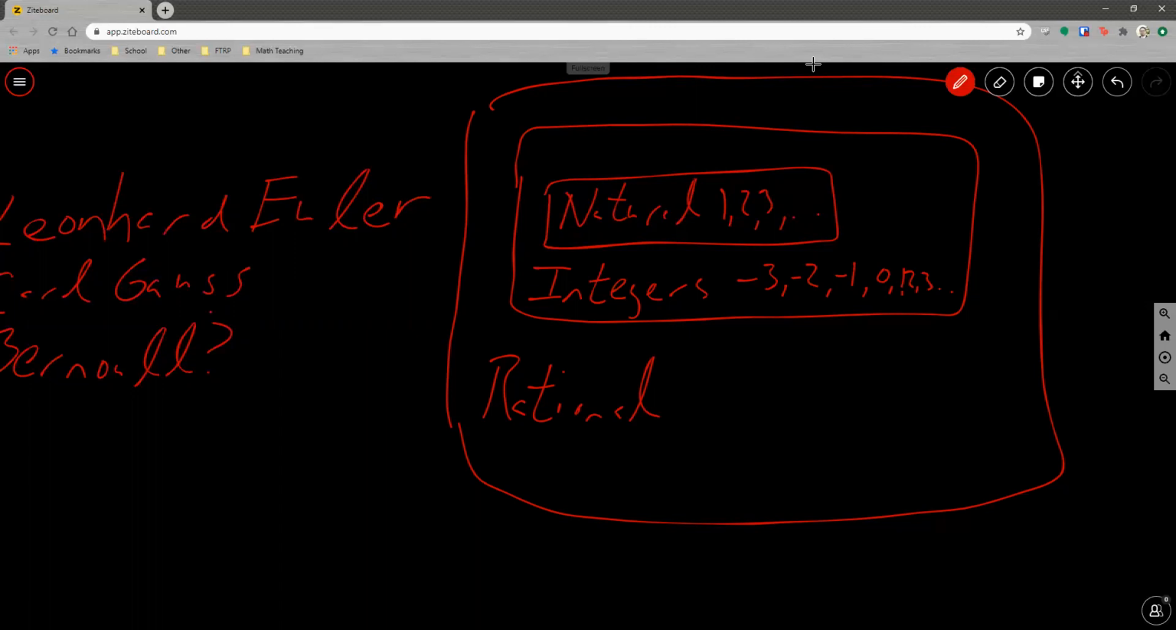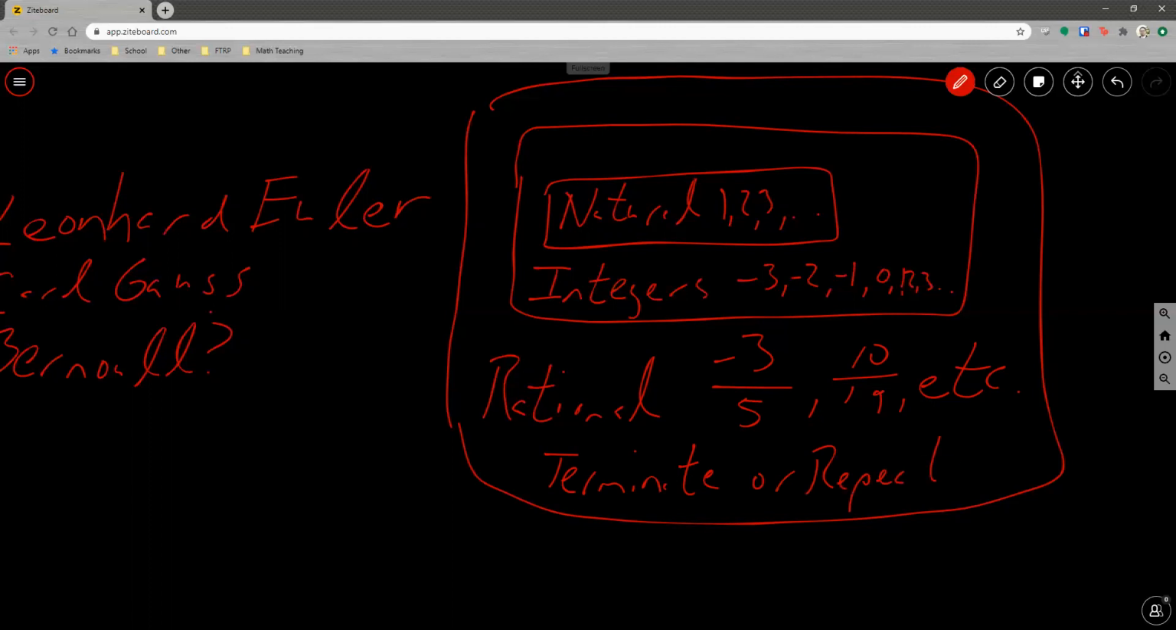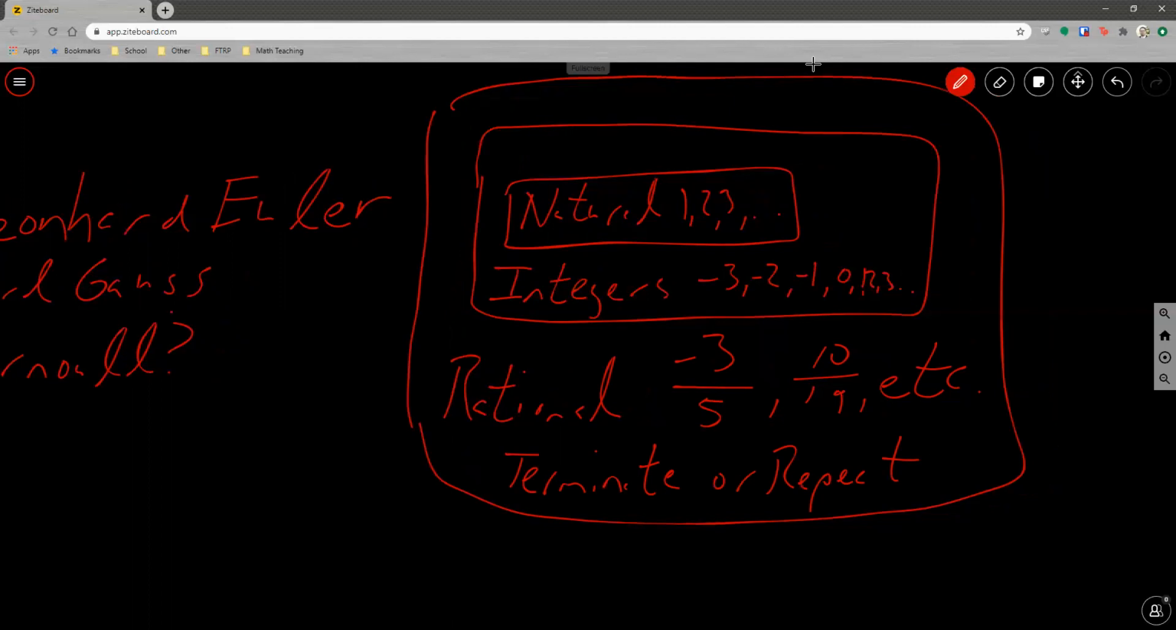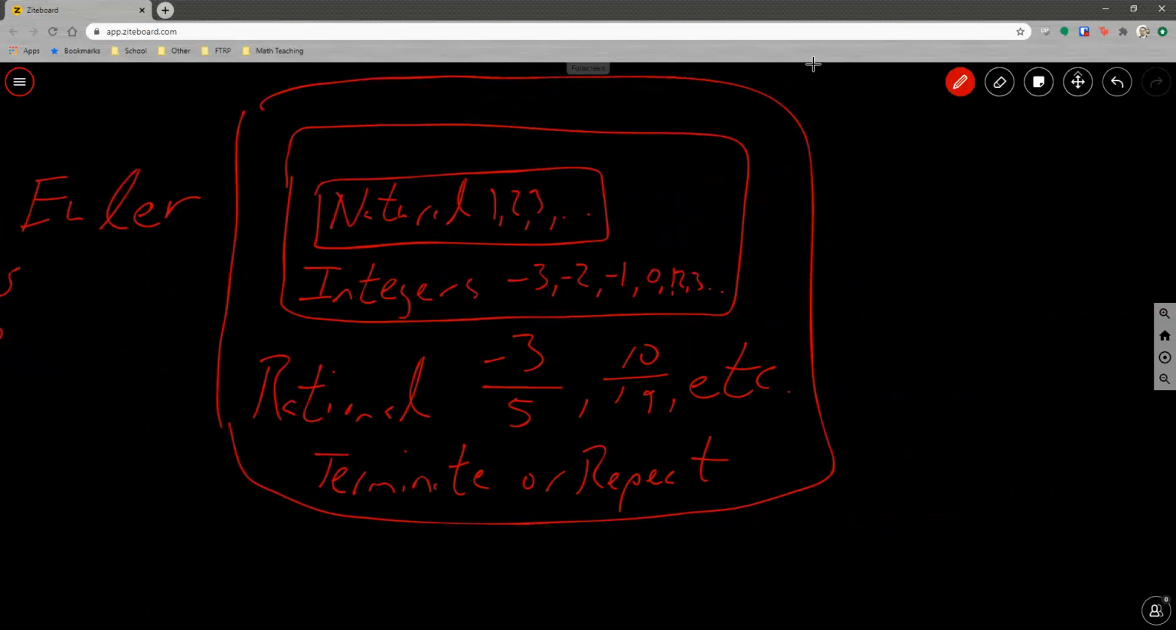That's just anything that can be expressed in the form of a fraction where both the top and bottom, the numerator and the denominator, are integers. So -3/5, 10/19, etc. Those are rational numbers. And remember, they terminate or repeat. For instance, 1/3 is 0.3333333 forever if we turn it into a decimal, and 1/2 is 0.5. So those are the rational numbers.